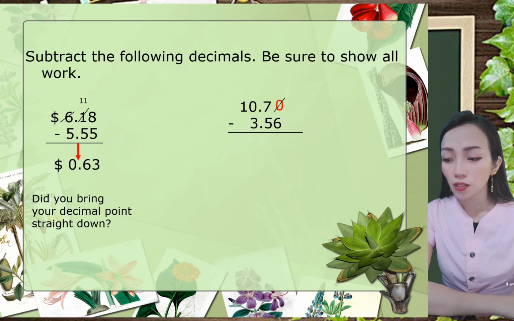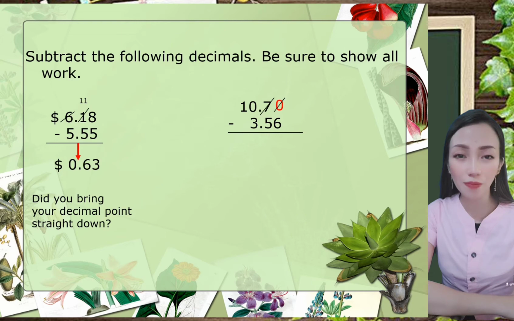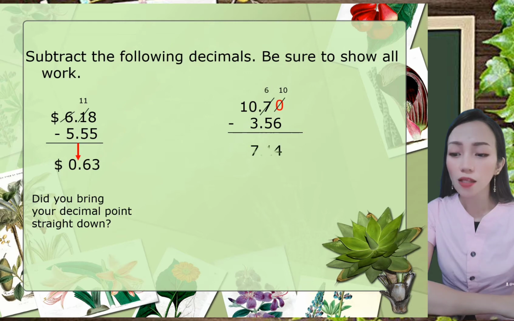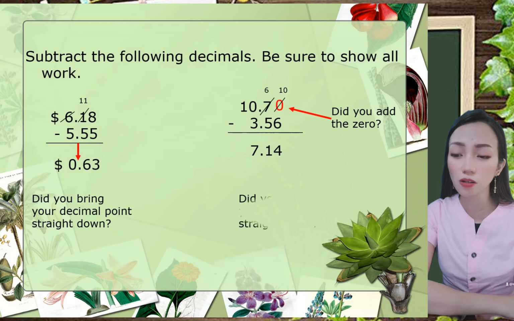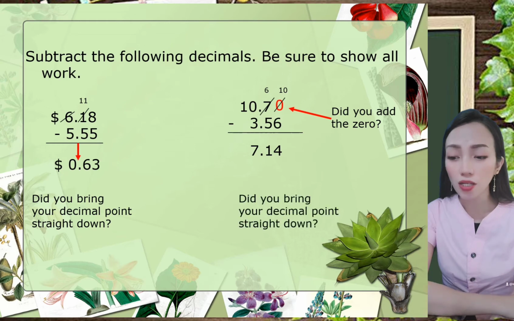So remember to bring down the decimal point straight down para hindi kayo magkamali ng sagot. Next, 10.70 minus 3.56. 0 minus 6 cannot be. So, magiging 10 na siya. And then, borrow 1 sa 7, that will become 6. 10 minus 6 equals 4. And 6 minus 5 equals 1. Bring down the decimal point. Next is 0 minus 3 cannot be. So, yung katabing 1 magiging 0 and the 0 will become 10. Then, 10 minus 3 equals 7. So, the answer is 7.14.